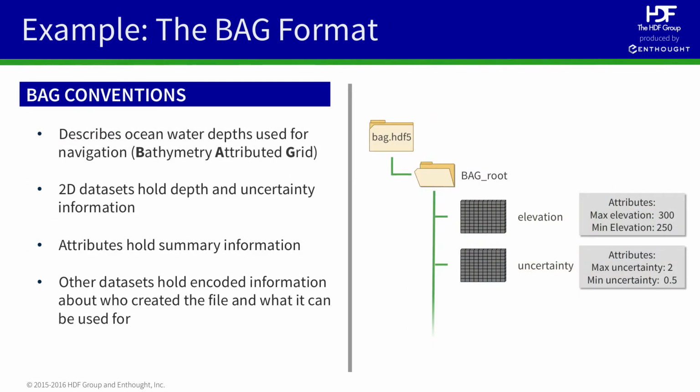BAG is used by the ocean science and navigation communities to describe ocean water depths. So, a BAG file holds 2D datasets that represent the depth and uncertainty of the depth over a particular area of the sea. In addition to that data, attributes are used to hold information summarizing the full range of values. And other datasets in the file hold information about who created the file and how it can be used.